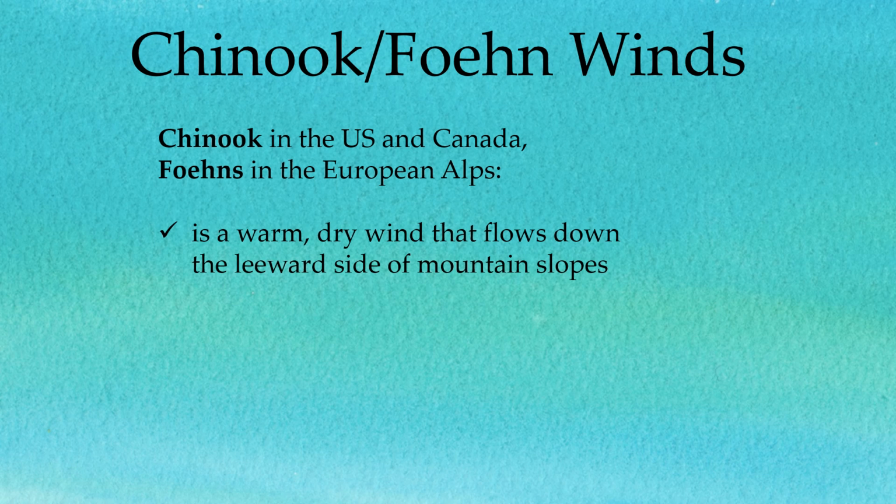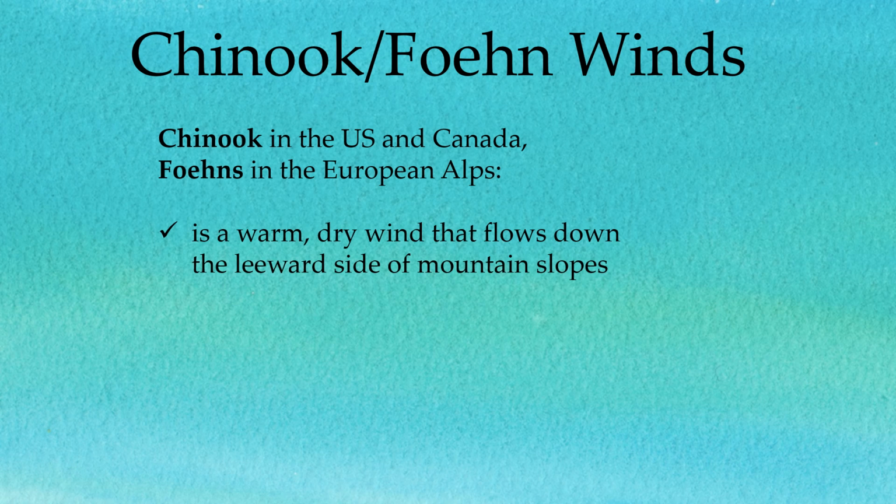So in different localities, it's called Chinook, for example, in the US and Canada, and Foehn for the people who are in the Alps. This wind is going down to the leeward side, or the side that is protected from the wind, and this is very warm and dry.